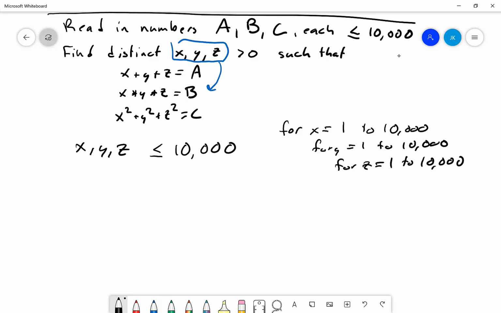And notice that I could do that, but that is too many operations. This is 10,000 times 10,000 times 10,000, and then here I check the three conditions. Now that would work, but going up to 10,000 is just not feasible. This is going to give you a time limit exceeded. So you can analyze this and say, well, maybe I don't actually need to do this.